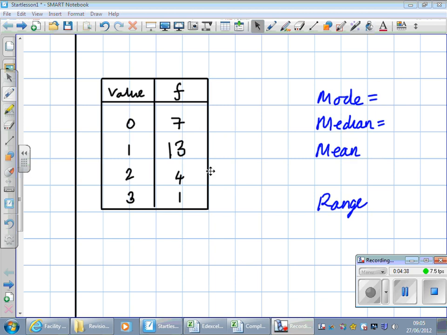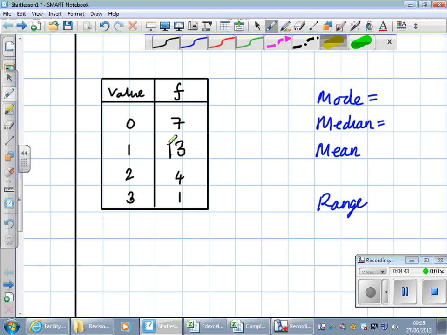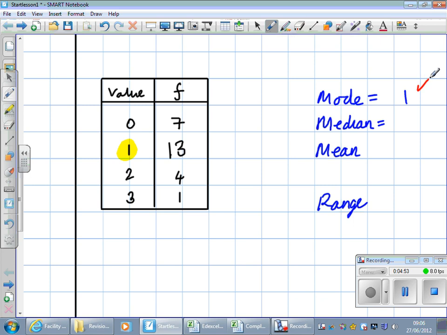Right. The mode. The mode is the most common one. That's the value with the highest frequency. So the mode is 1. 1 occurred 13 times. Still a tick. The median. I've got 25 bits of data there. So the median is going to be around about the 12th, 13th. What must that be? Well, the first 7 would be a 0. The 8th all the way to the 20th would be a 1. Therefore, the 12th, 13th must be in that range there, and it must be a 1.